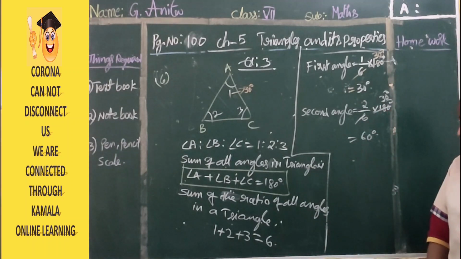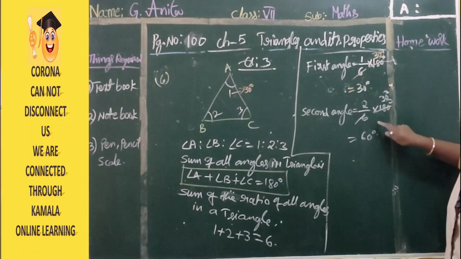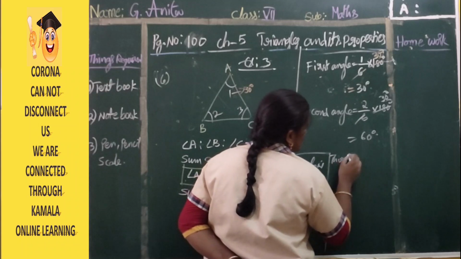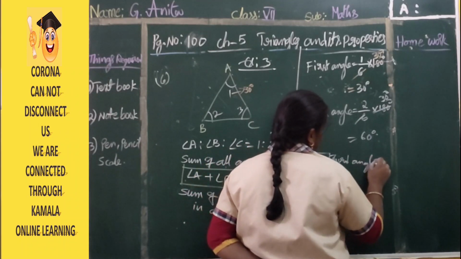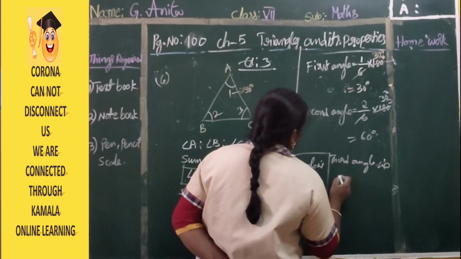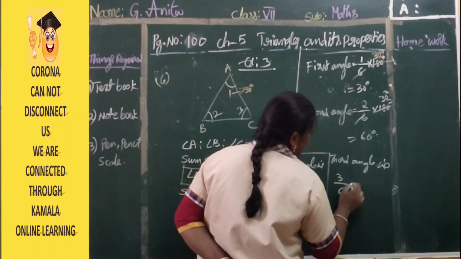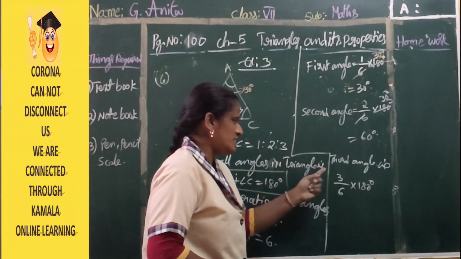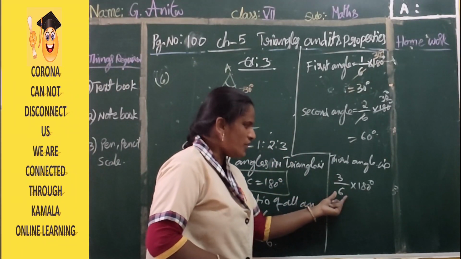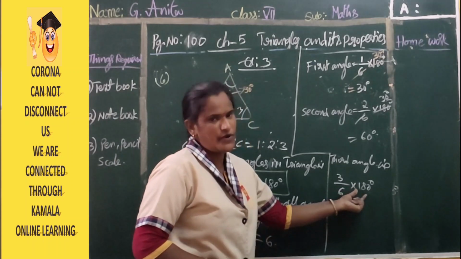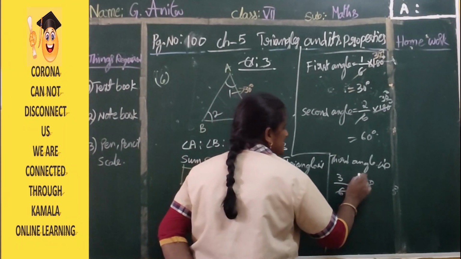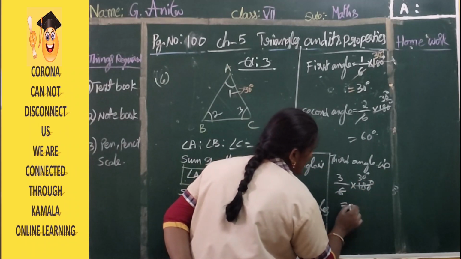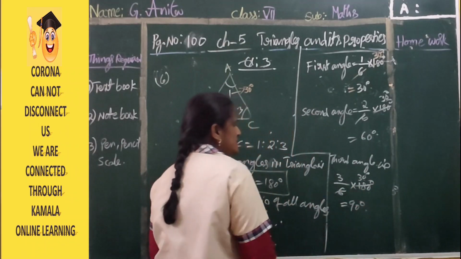Clear? Next, this is 30, this is 60, and one more, the third angle. The third angle is 3 by 6 into 180 degrees. The ratio given for the third angle is 3, and the sum of the ratios is 6. So 3 thirties are 90 degrees. The third angle is 90 degrees.